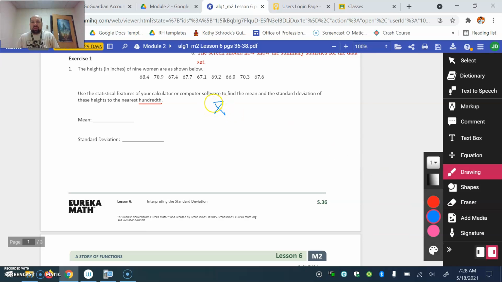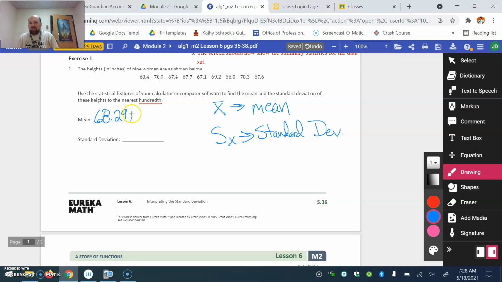So X with a line over it is the mean. And then this is the standard deviation. And I'll just abbreviate deviation. So our mean is 68.28 repeating. So we round that to 68.29 inches. Yes, the labels are important. Don't lose points on labels. And then the standard deviation rounded to the nearest hundredth is 1.58 inches.